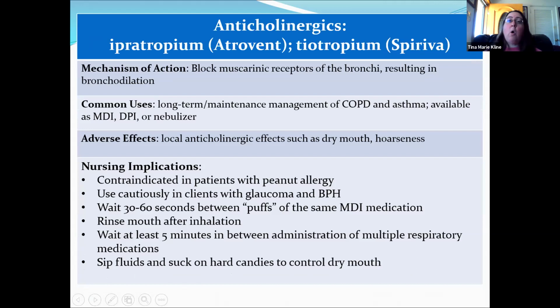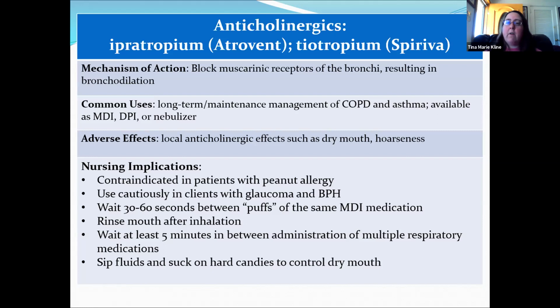Okay, so your anticholinergics, and in this case, I'm talking about the inhaled anticholinergics, your ipratropium. You've probably heard of that. If you've taken care of a patient who's received a duo neb in the hospital, it is a nebulizer that includes albuterol and ipratropium. Now, the tiotropium or the Spiriva, that is an even longer, long-acting medication.